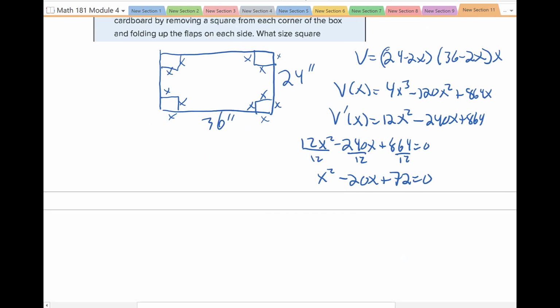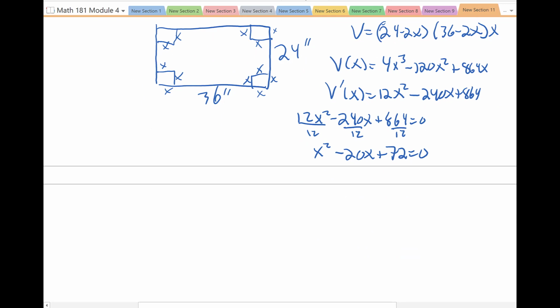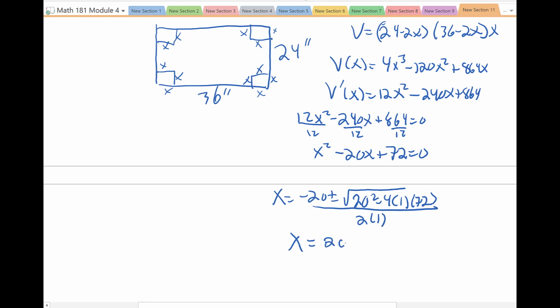This one's not going to factor, so we use the quadratic formula. x equals negative 20 plus or minus the square root of 20 squared. Make sure no one thinks it's a minus there. 20 squared minus 4 times 1 times 72, all divided by 2 times 1. What we come up with is x equals 20 plus or minus 4 root 7 all over 2, so it's 10 plus or minus 2 times the square root of 7.